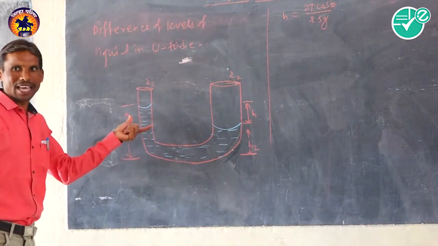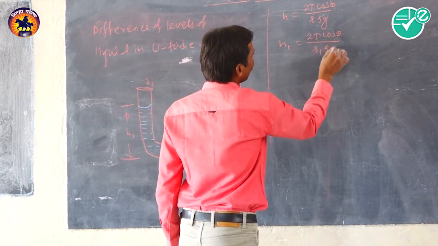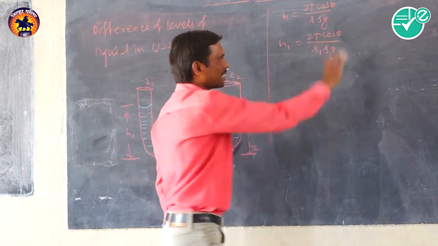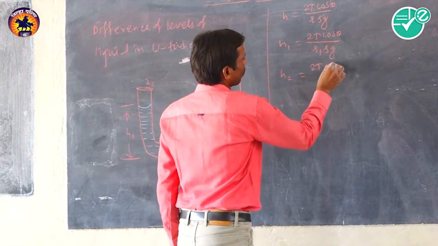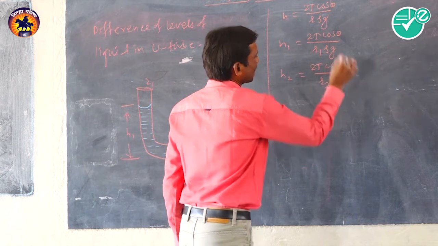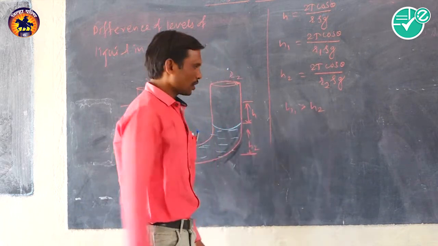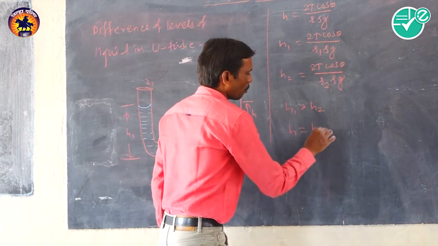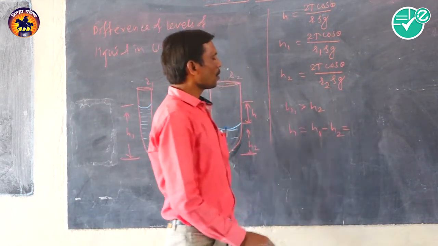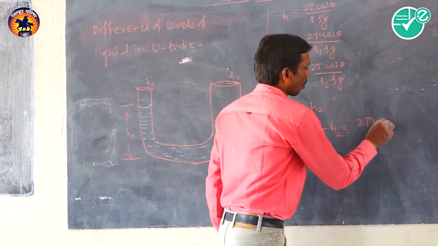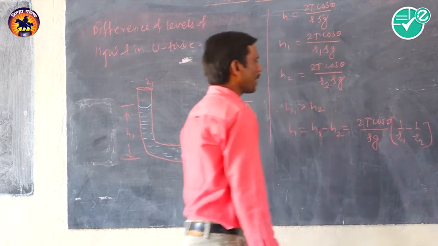By applying this expression for the narrow tube, we get H1 equal to twice T cos θ divided by R1 ρ g, because T, θ, ρ and g are the same for both tubes. Here H2 is equal to twice T cos θ divided by R2 ρ g. But H1 is larger than H2, so the level difference in both limbs is H equal to H1 minus H2, and by substituting their values we get 2T cos θ divided by ρ g, times (1 divided by R1 minus 1 divided by R2).